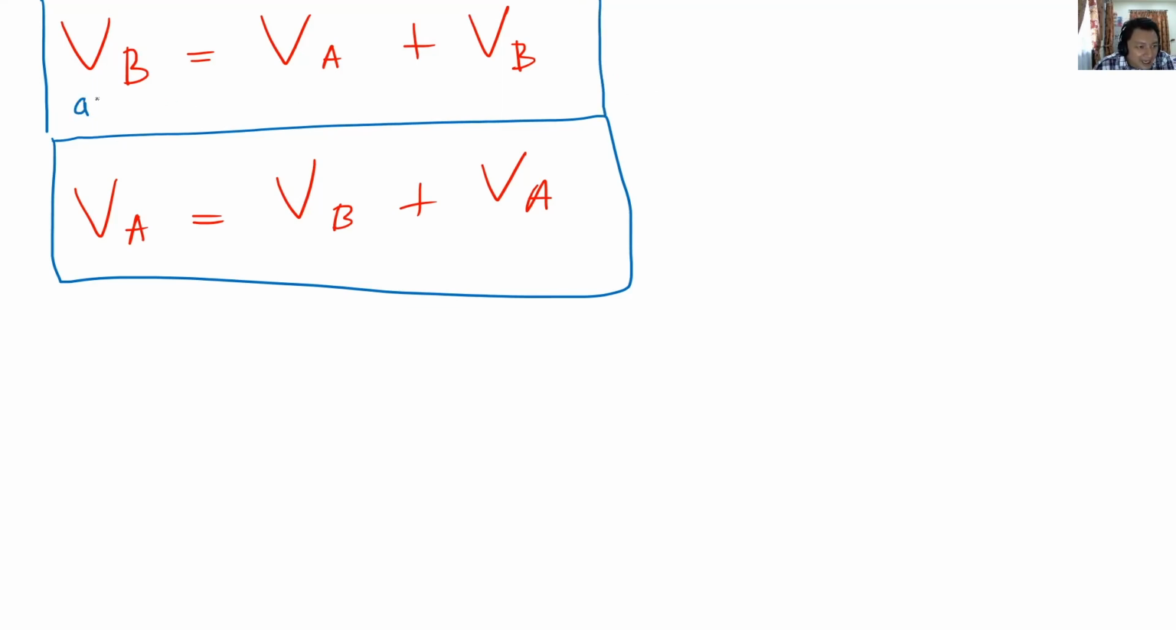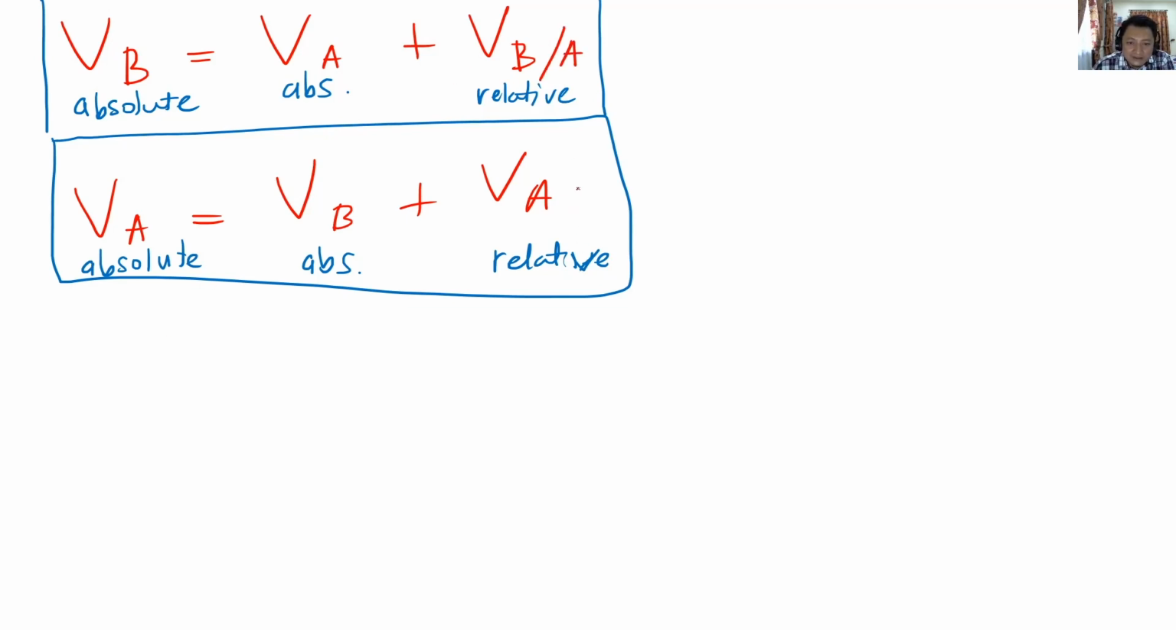What is this? This is absolute. What is this? This is absolute. This one is also absolute. This one is also absolute. This is relative. This is relative. So you have to put something else: B over A, A over B. Okay, are we okay? So write down in your notebook. This is very important.